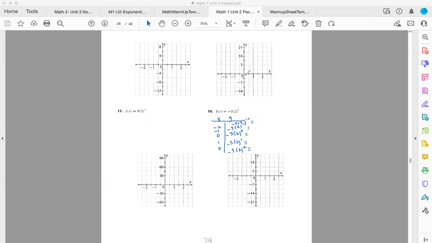So what are the values? -5 multiplied by 2 to the second power. 2 to the second power is 4. 4 times -5 is -20. 2 to the first is 2 times -5 is -10. 2 to the 0 is 1 times -5 is -5. And so on. 2 to the -1 is 1/2 times -5 is -5 halves. 2 to the -2 is 1/4 times -5 is -5/4.